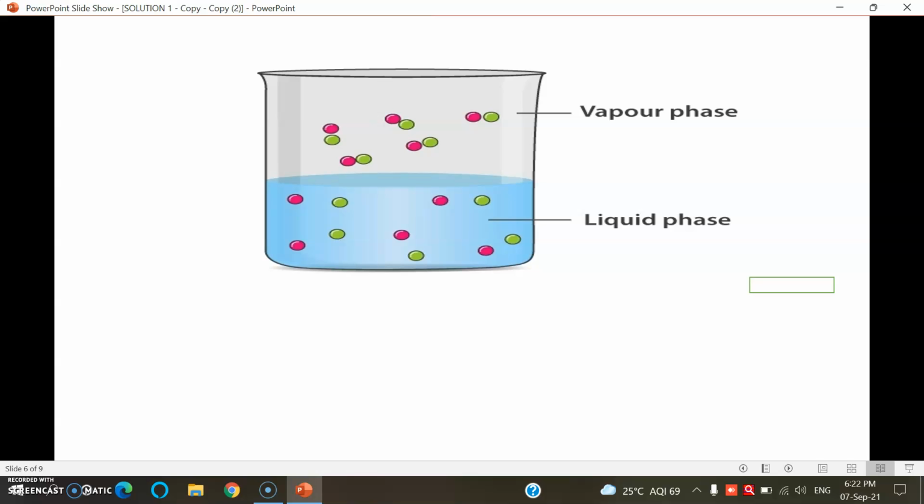Let's see, in that container two components are taken, A1 and A2. Here both the components are volatile. That is, both liquids have a tendency to evaporate easily because of the weak intermolecular forces of attraction between them, and they evaporate easily and exhibit vapor pressure on the liquid surface. This is a binary solution of two volatile liquids A1 and A2.